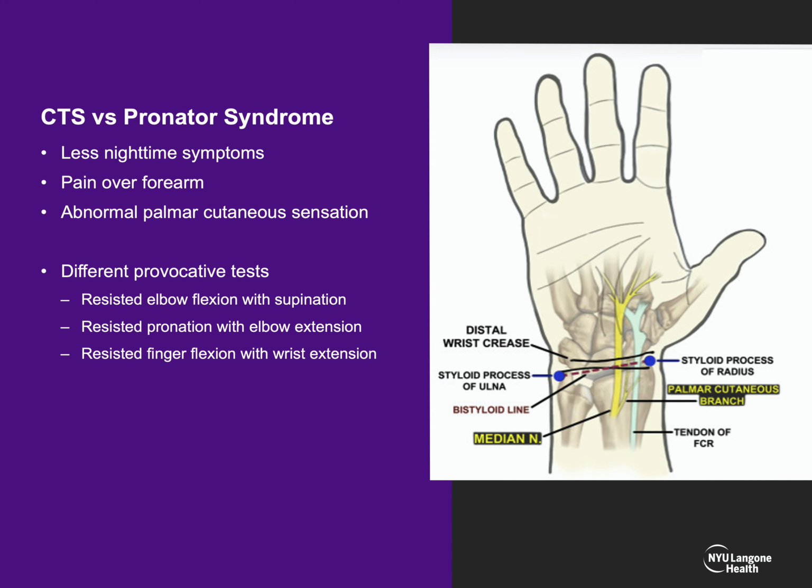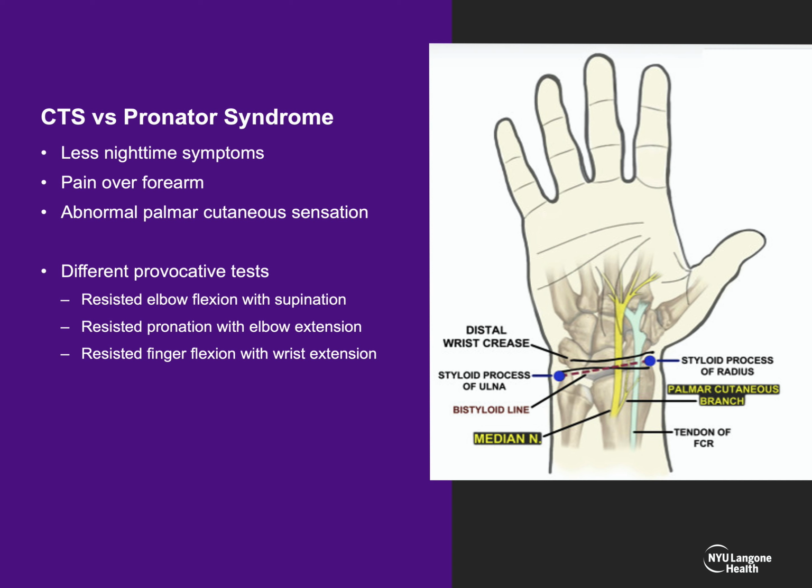Okay, how do you differentiate pronator syndrome from carpal tunnel syndrome? Pronator syndrome, they have less nighttime symptoms. Their pain is over the forearm. Certain physical activities reproduce it. But a very specific thing is abnormal sensation over the thenar eminence, because that is from the palmar cutaneous branch of the median nerve. That nerve is not affected in carpal tunnel syndrome.